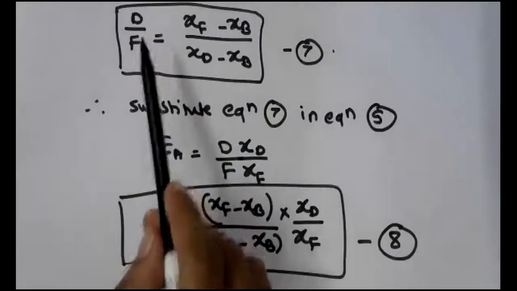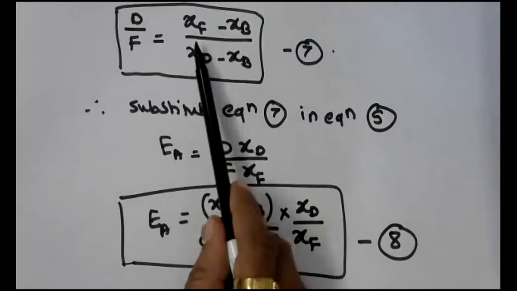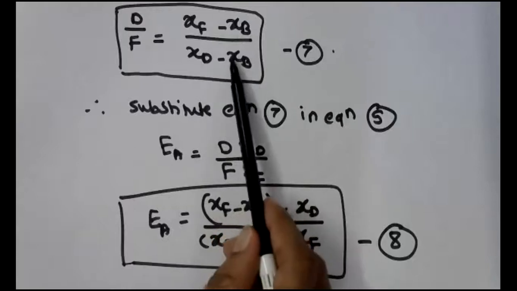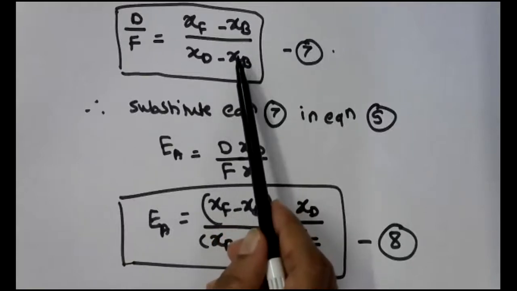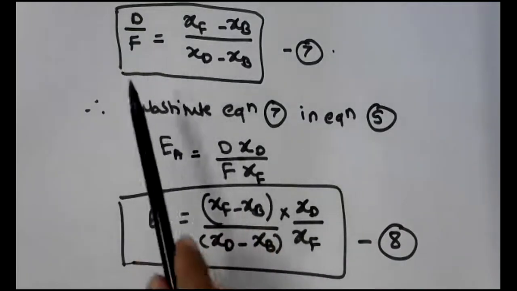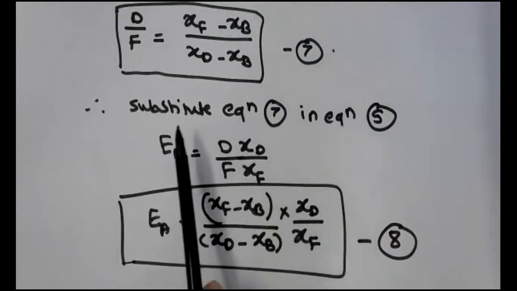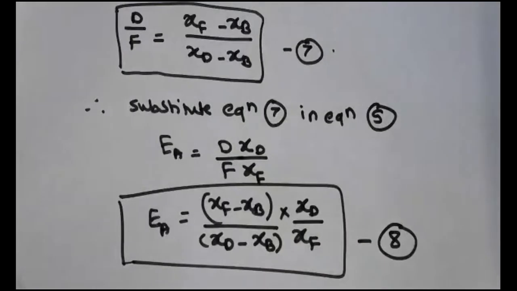Okay, so D by F we can write as (xF − xB) upon (xD − xB). This is just the previous equation rearranged with D by F on one side and the remaining on another side. And equation 7 is substituted in equation 5, that is effectiveness based on oversize, DxD divided by FxF, and if you substitute, then you will get the effectiveness based on oversize.